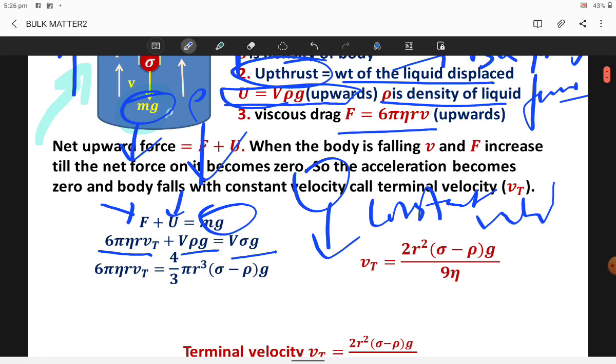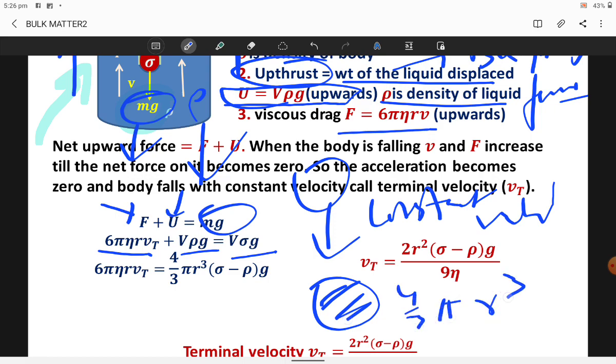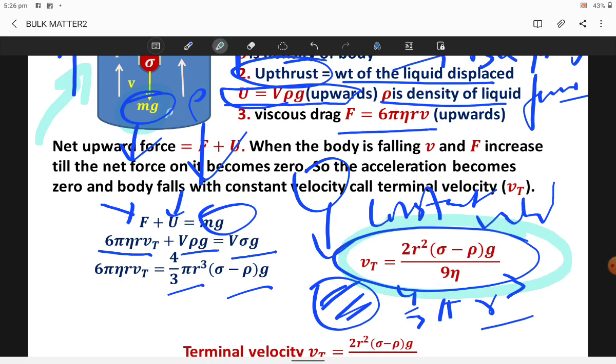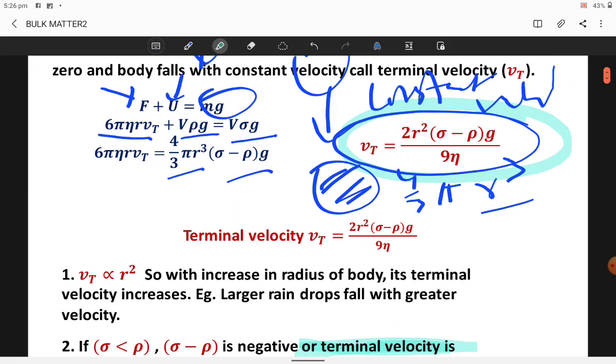Now we know that the volume of a sphere is 4 by 3 pi r cubed. On putting all these values, we will find that the expression for the terminal velocity is 2r squared (sigma minus rho) multiplied by g divided by 9 eta. If a question comes about the derivation of the terminal velocity, it will be of 2 or 3 marks, and the definition of the terminal velocity or Stokes law will carry 1 mark.